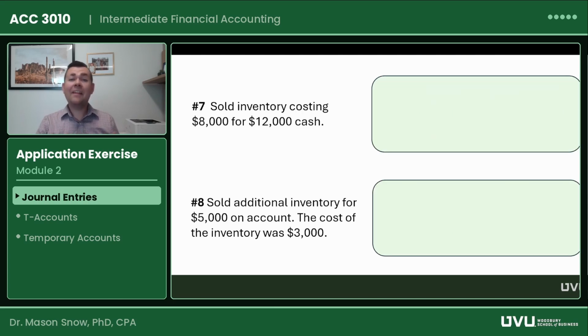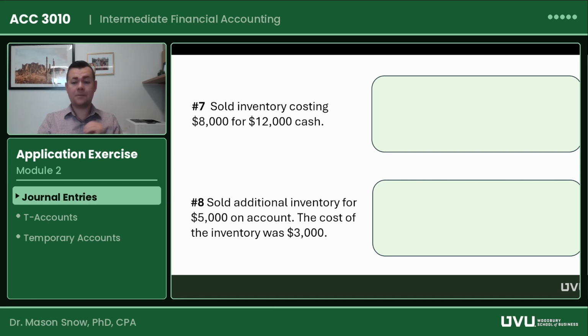Number 7, this is one where I noticed on the first day of class, students tend to struggle. We're selling inventory that cost $8,000 for $12,000 cash. And students have trouble. How do I reconcile? We're receiving $12,000, but the inventory cost $8,000. How do we reconcile that $4,000 difference? Let me just show you.